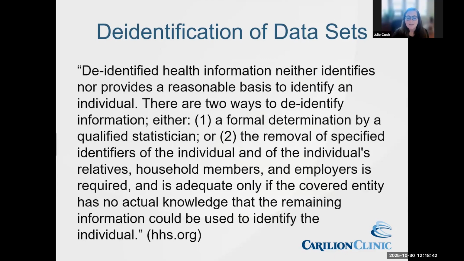The most common way that we de-identify a data set is we have a list. HIPAA provides us with a list of 18 identifiers, and they apply to not just the individual, but to their relatives, household members, and employers. So that's important to note, and is adequate only if the covered entity has no actual knowledge that remaining information could be used to identify the individual.